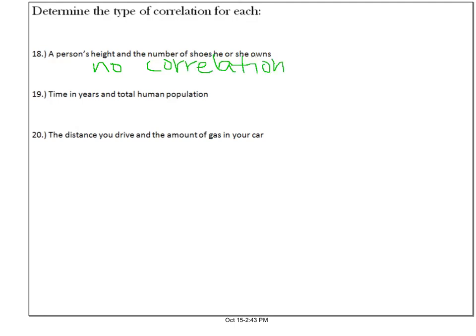Some people like to have a lot of shoes, some people don't. If you're short, you can still have a shoe fetish. I'm pretty short and I love shoes. Miss Bush is pretty tall and she loves shoes. So your height has nothing to do with the number of shoes you own.